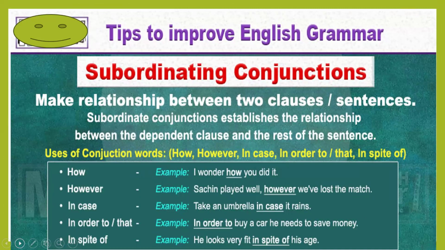How, for example: I wonder how you did it. However, for example: Sachin played well. However, we have lost the match. In case, for example: take an umbrella in case it rains. In order to, or so that, for example: in order to buy a car, he needs to save money. In spite of, for example: he looks very fit in spite of his age.